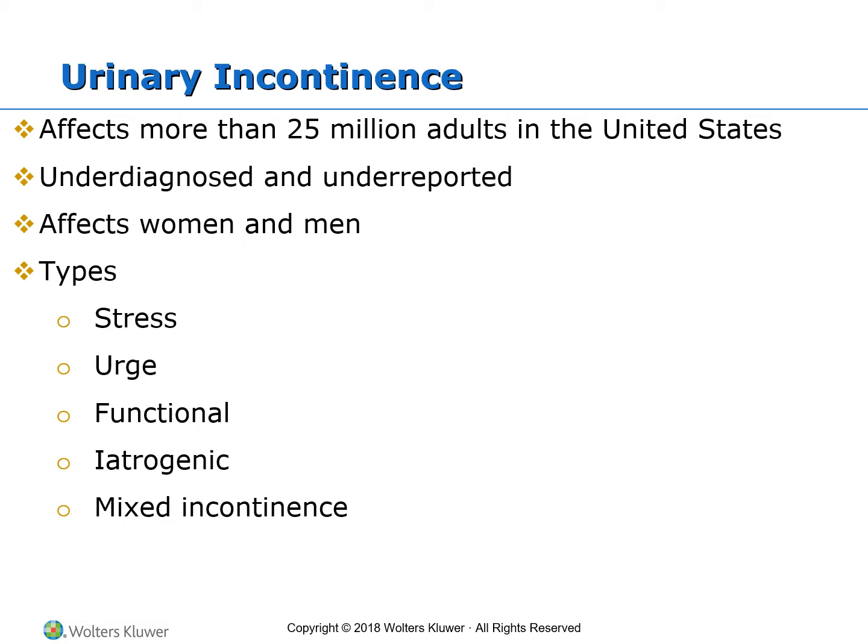Iatrogenic is involuntary loss of urine because of extrinsic factors. Generally, that's medication-based, and it causes relaxation of the sphincter and the pelvic floor muscles. Mixed incontinence is whenever there are multiple types of incontinence involved. So you might have stress incontinence and urge incontinence.